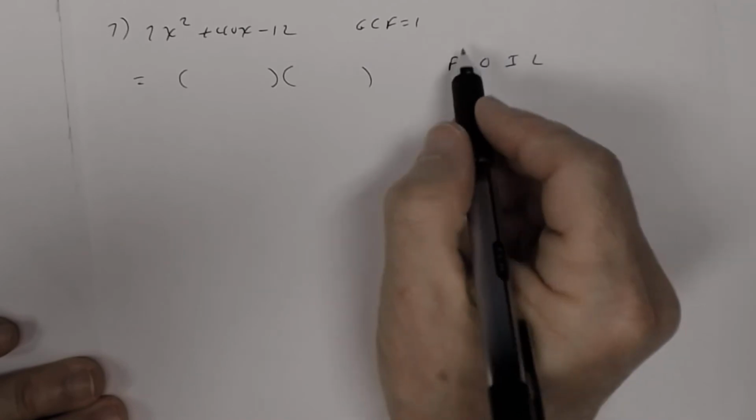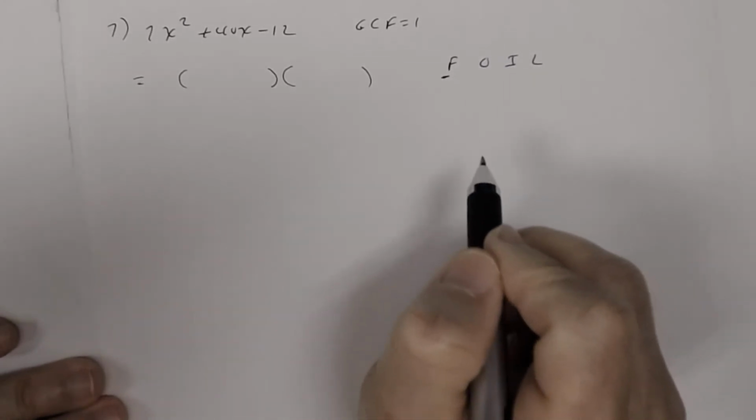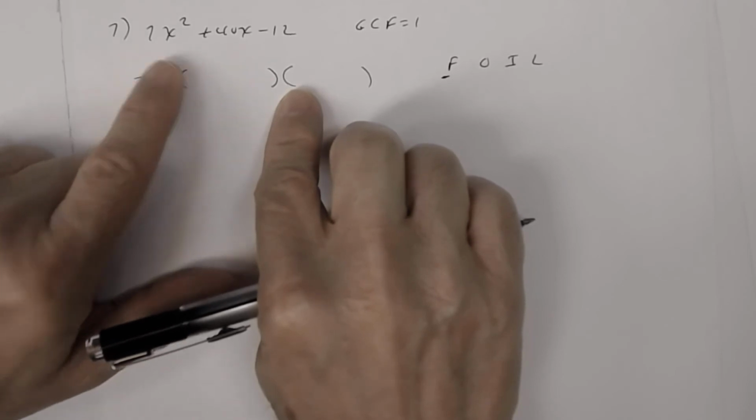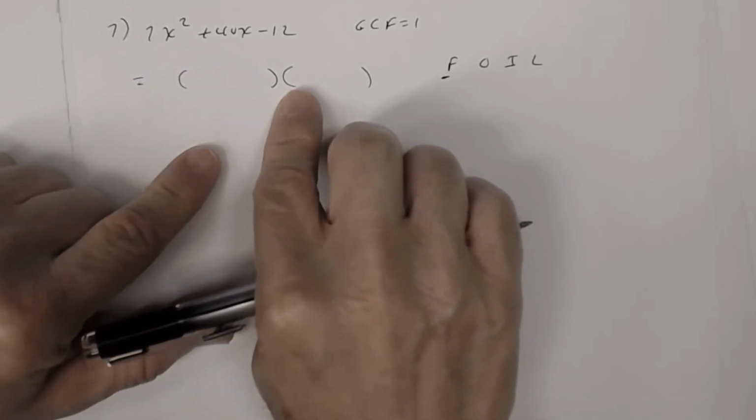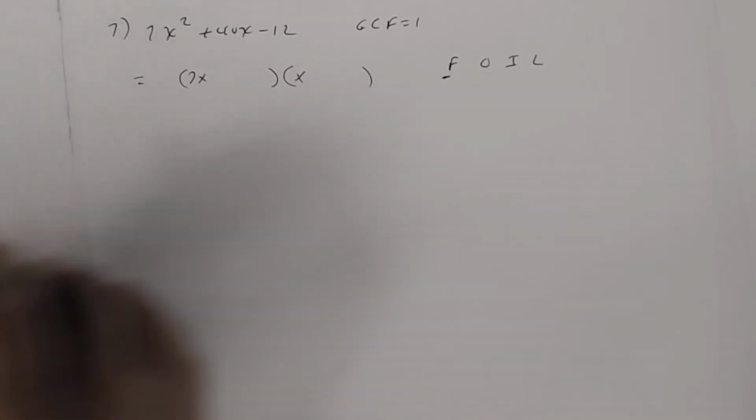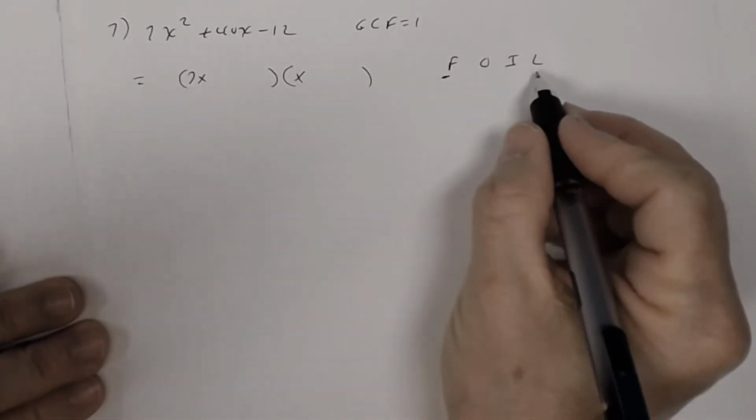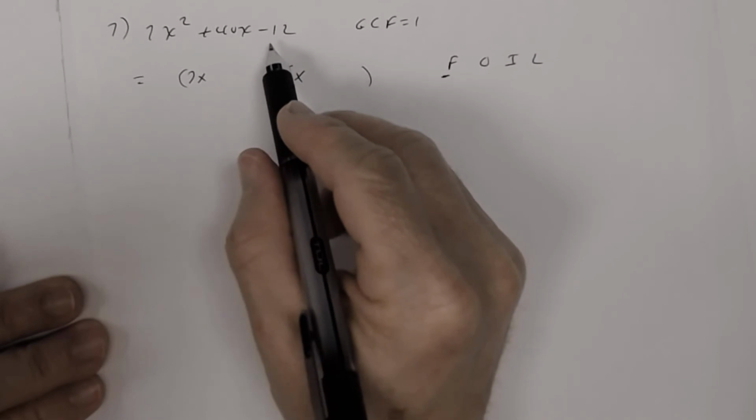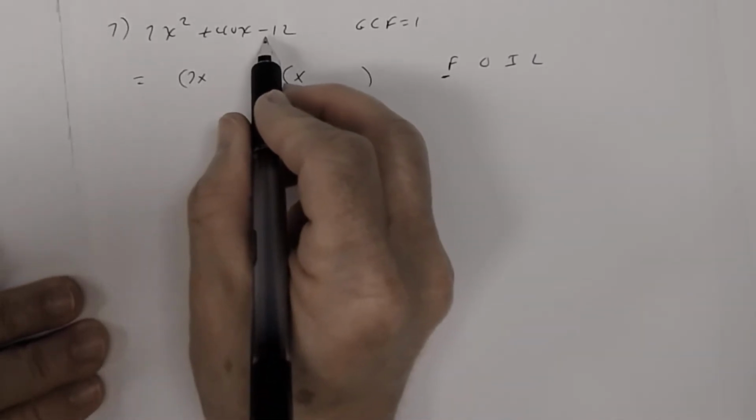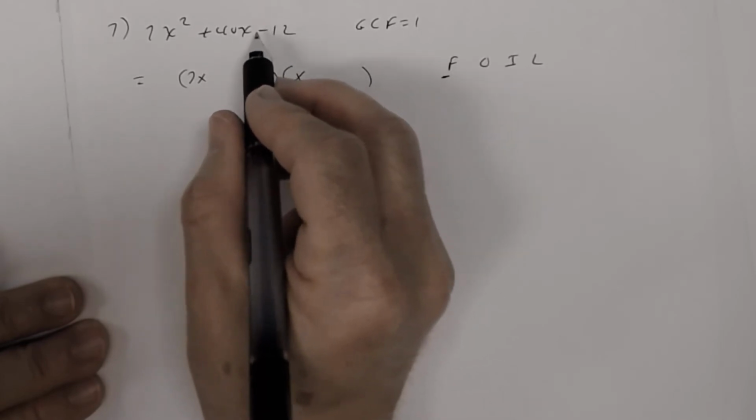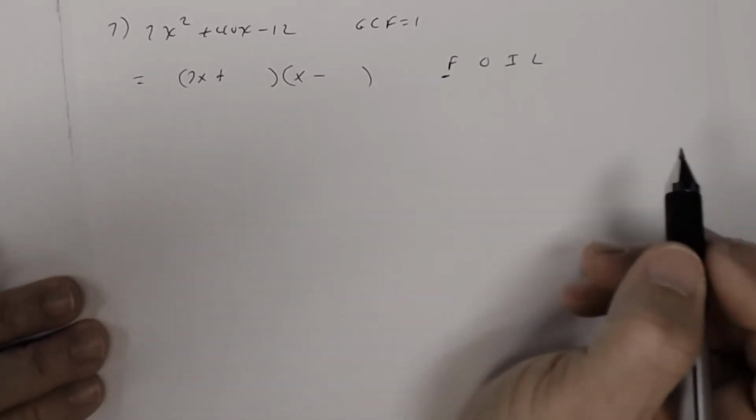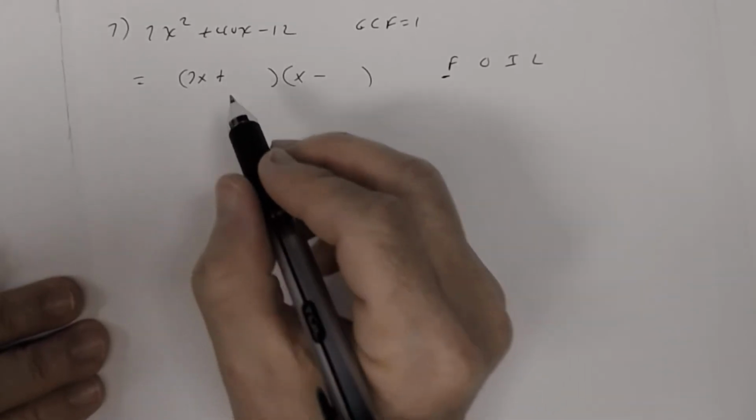So we're going to do F first. We'll do this one first. Give me two factors whose product is 7x squared. Since 7's prime, there's only one possibility, 7 and 1. So let's put 7x here, x here. Okay, now let's go to L. That's negative 12. Since my constant term is negative, I know that my signs are different. One's going to be positive, one's going to be negative. So go ahead and do that now. Make one positive, one negative.